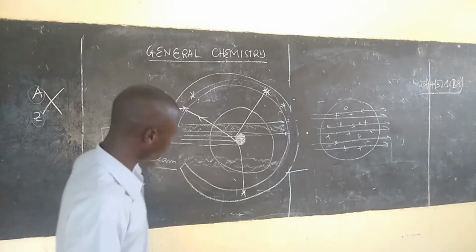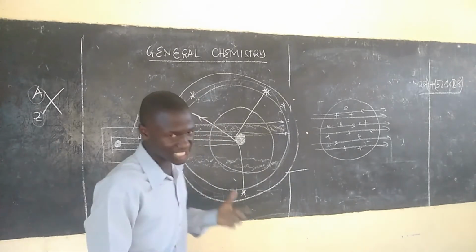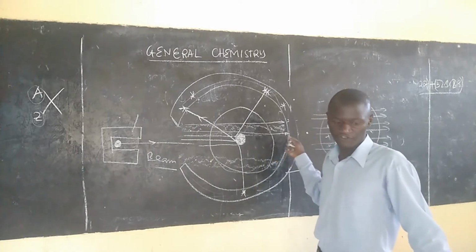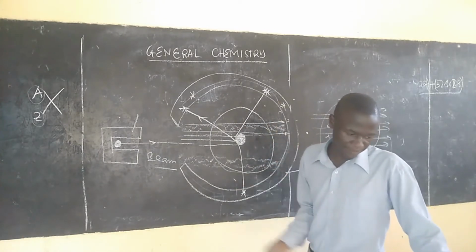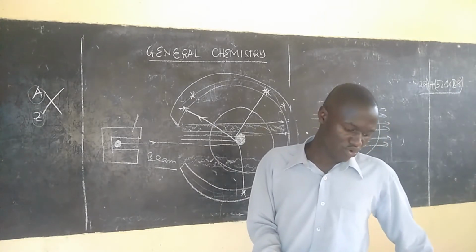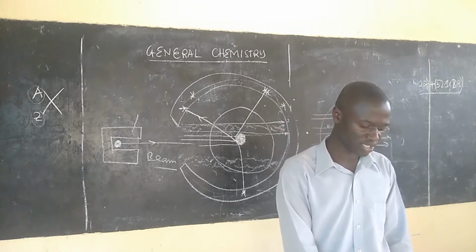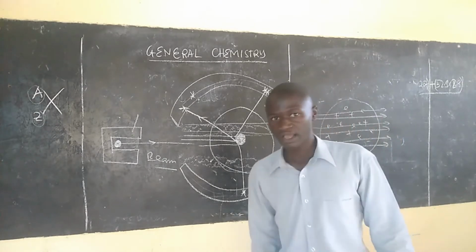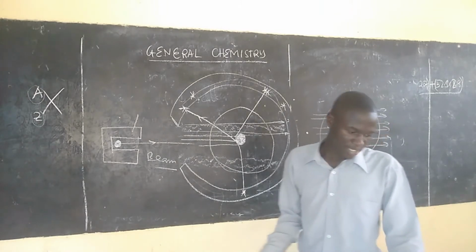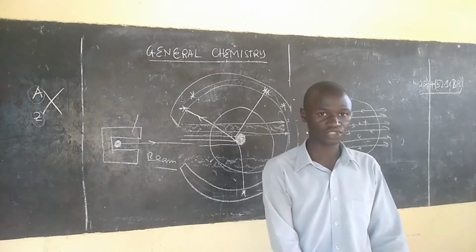Most of alpha particles zilipita. Unaona? Nyingi zilipita. Most of alpha particles pass through and they cause flashes on this screen. Lakini ya pili, some alpha particles were deflected through small angles and a few were deflected through large angles. Baadhi zilikuwa deflected kwa angle ndogo na baadhi zilikuwa deflected kwa angle kubwa, indicating that atoms consist of a concentrated center of positive charge. Kwa nini?